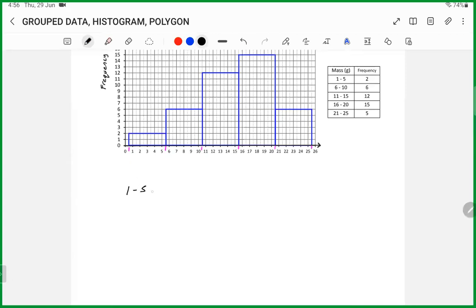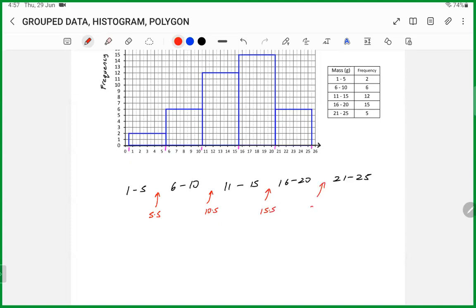So these are the classes: 1 to 5, 6 to 10, 11 to 15, 16 to 20, 21 to 25. So where are the boundaries? The average of 5 and 6 is 5.5, you see? The average of 10 and 11 is 10.5. The average of 15 and 16 is 15.5.